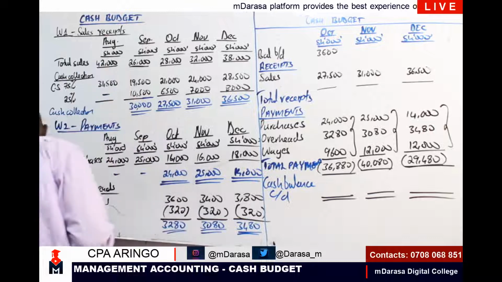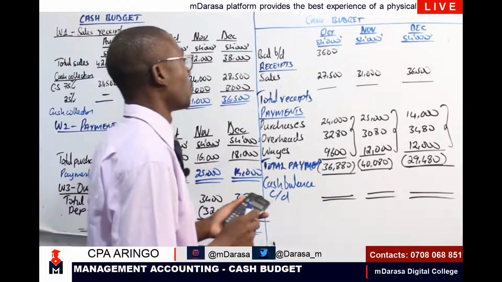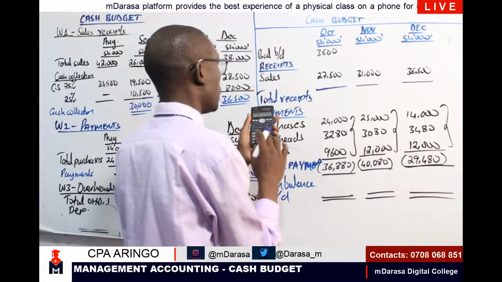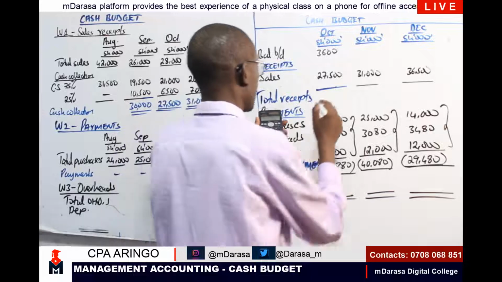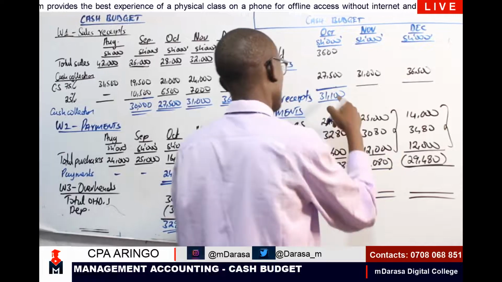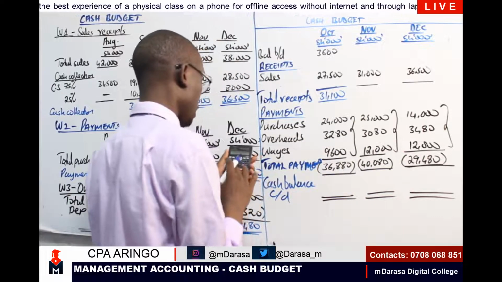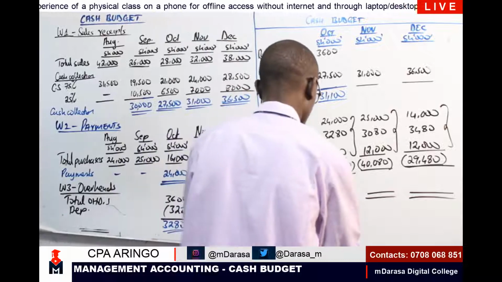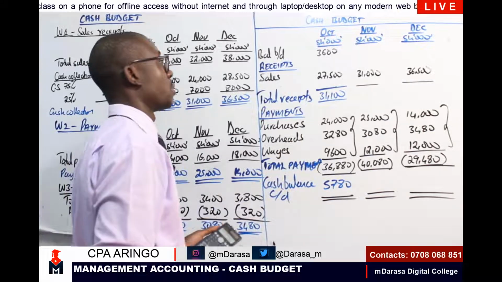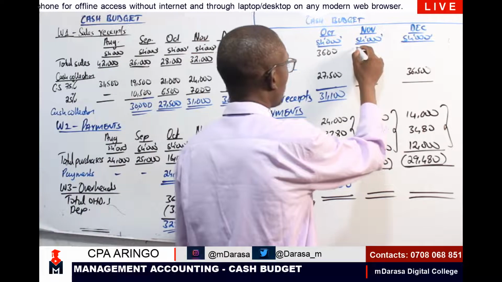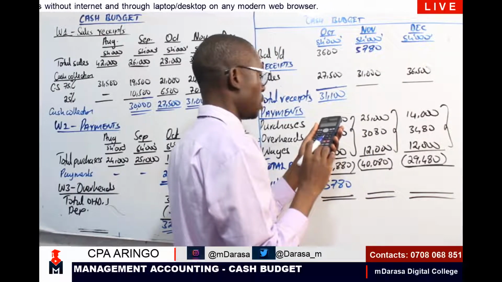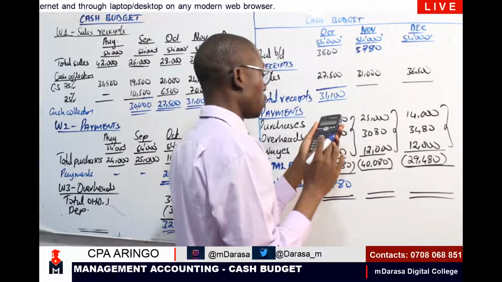In this case, in the month of October, consider our total receipts, which is 3,600 plus 27,500. My good students, I'm getting a figure of how much? 31,100. So 31,100 minus 36,880 should give us minus 5,780. So 5,780 will be our opening balance in the month of November. So 5,780 plus 31,000, this should give us a figure of how much?